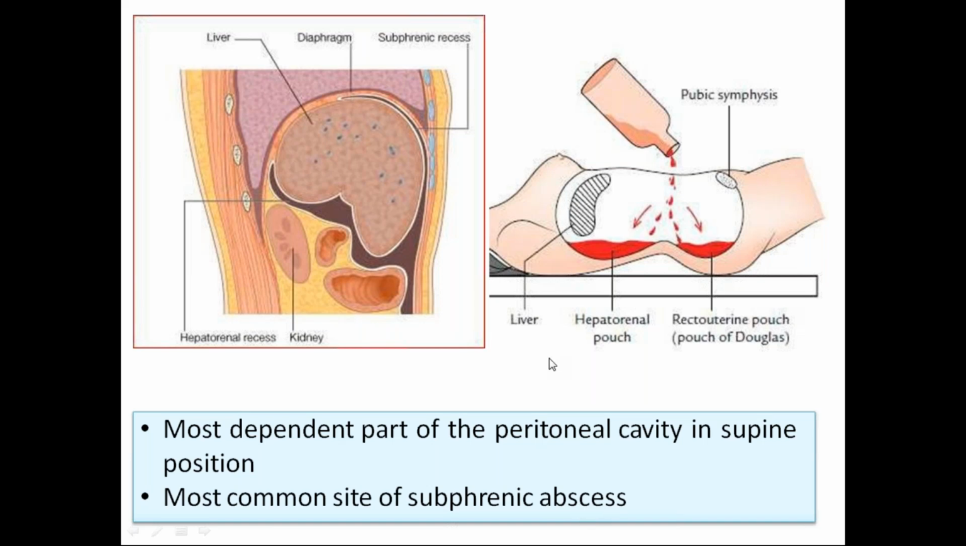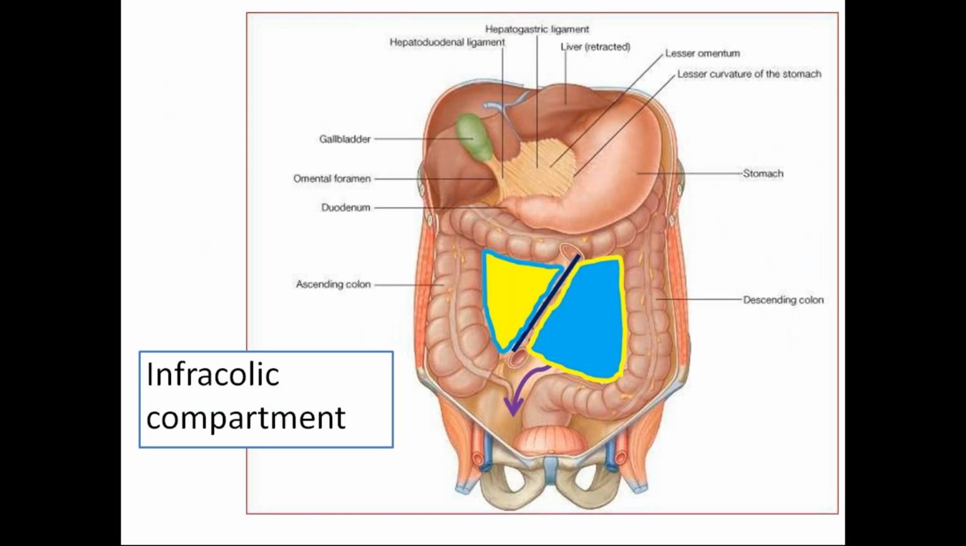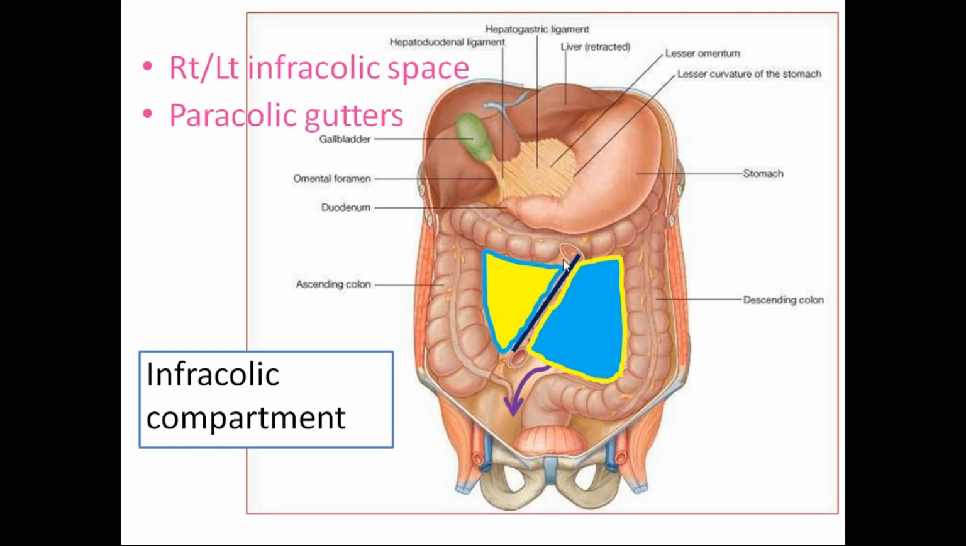Okay, clear about hepatorenal pouch? Okay. So come to the infracolic compartment. So far we have seen the supracolic compartment. The infracolic compartment is the part of the abdominal cavity below the transverse colon. So this part is the infracolic compartment.